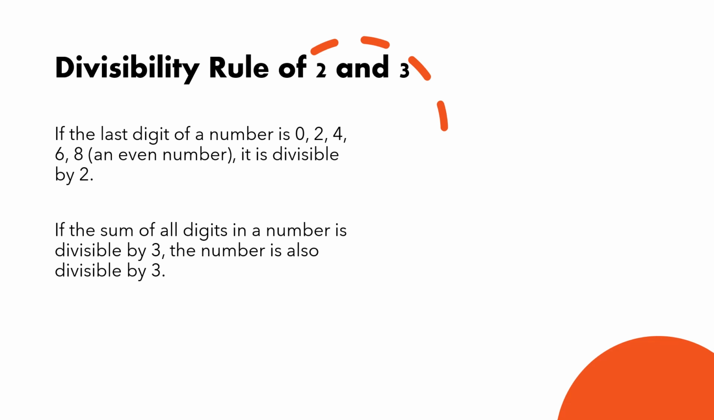So here is to summarize the divisibility rules of 2 and 3. If the last digit of a number is 0, 2, 4, 6 or 8, an even number, then it is divisible by 2. If the sum of all digits in a number is divisible by 3, the number is also divisible by 3. We will practice this more in the test.